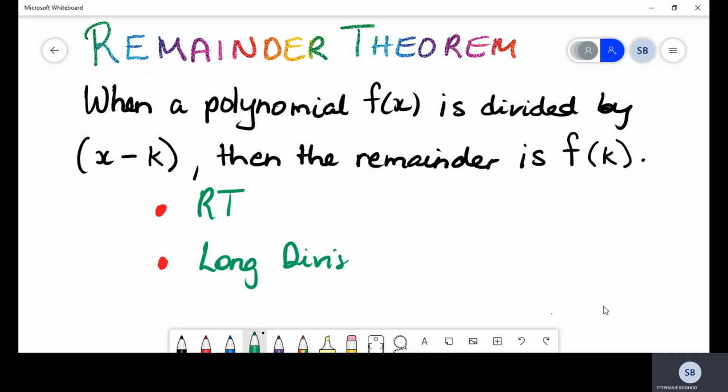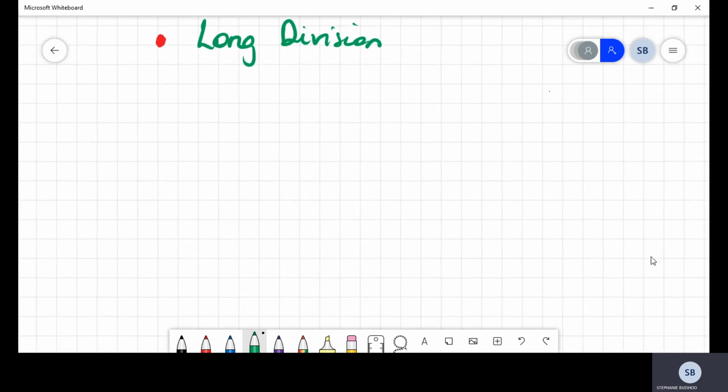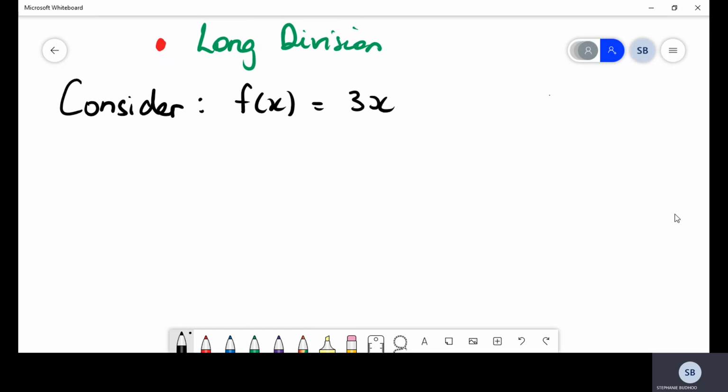And before we get into use of the remainder theorem, I would actually like to do a question or two showing you guys how you can utilize long division to find your remainder. So let's consider a question. What if we were given a function, and it's a polynomial? This is a cubic polynomial, and we can identify that because the highest power of x is 3.